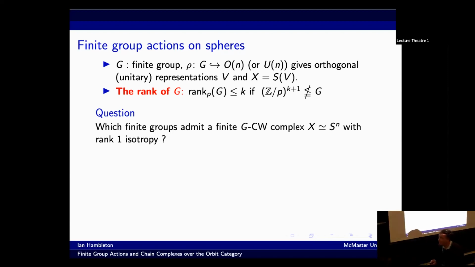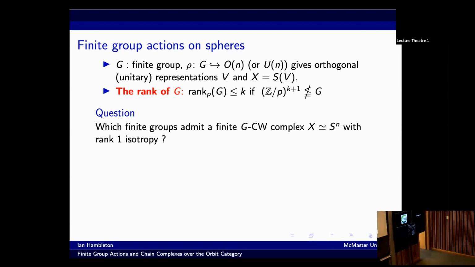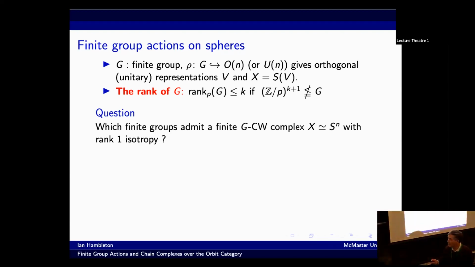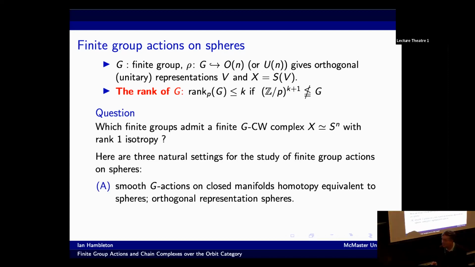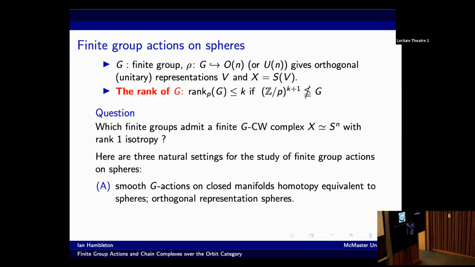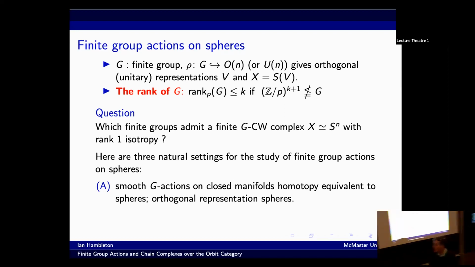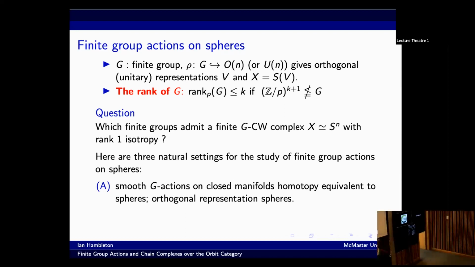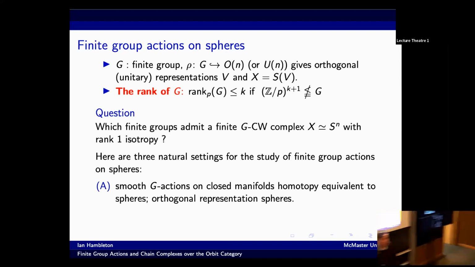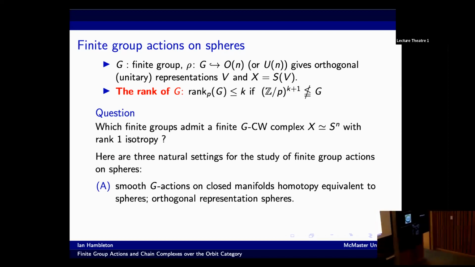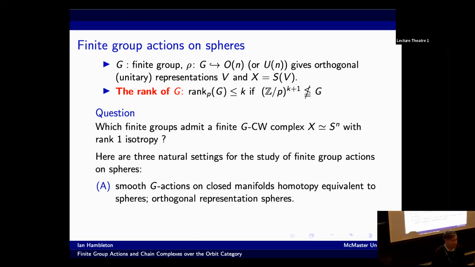I'll say a bit about motivation for this question in a couple of different installments. But anyway, I think there are three nice settings to look at group actions on spheres, and the nicest one in some ways is smooth G-actions on closed manifolds which are homotopy equivalent to spheres. Thinking about high dimensions, we're looking at homotopy spheres perhaps, or even the standard sphere, of course. But when you say smooth group actions, they don't necessarily have to be the linear ones. The orthogonal representation spheres are examples.